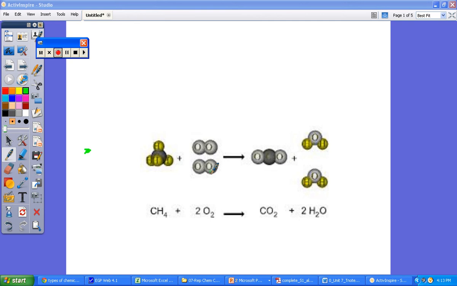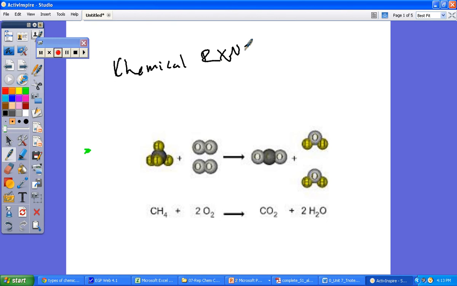Okay, this is the review for Unit 7. In terms of Unit 7, we were on chemical reactions. A couple things that we did throughout this unit: one is we learned balancing reactions. We learned types of reactions. And then we went on an overview of the energy of reactions.